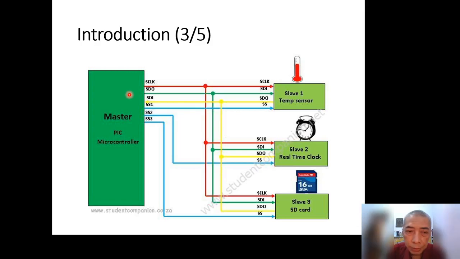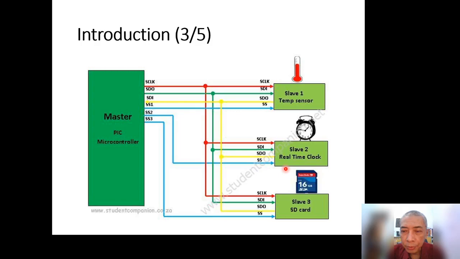So what is the same connection here? The same connections between the master and slaves are the SCLK pin, the SDO pin, and the SDI pin. But the master, or some microcontrollers, have more than one SS. In this example, the microcontroller has three, SS1, SS2, SS3, which is enough for the three slaves. SS1 is connected to the temperature sensor, SS2 is connected to the real-time clock, and SS3 is connected to the SD card.